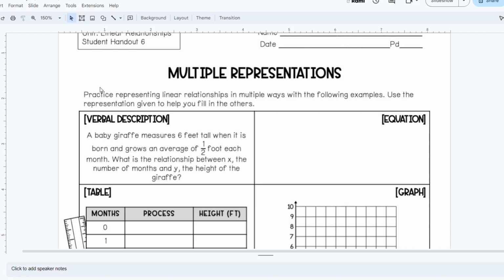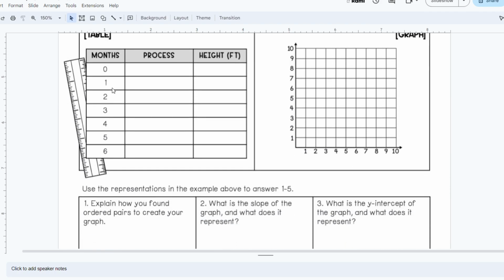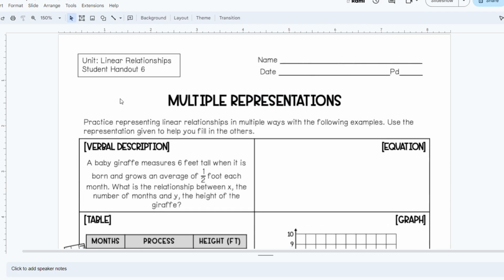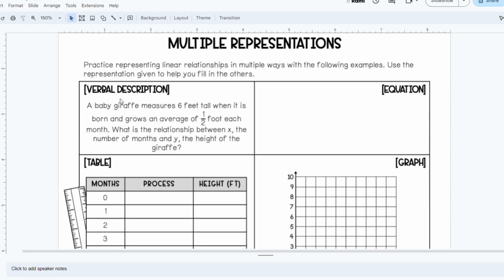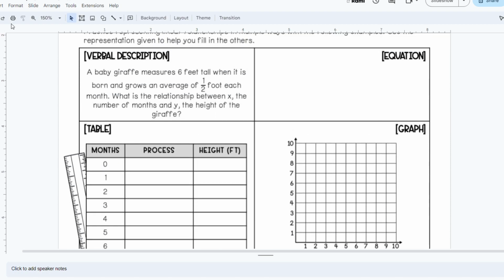Practice representing linear relationships in multiple ways using the following examples. Use the representation given to help you fill in the others. So let's go over some of these and see what multiple representations has to say about graphs and linear equations.